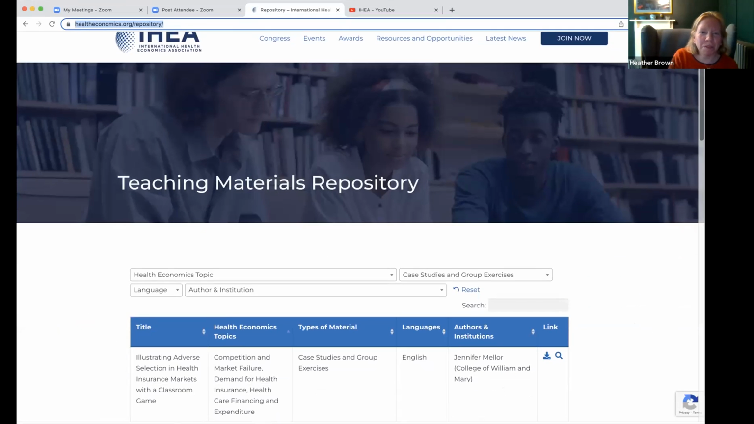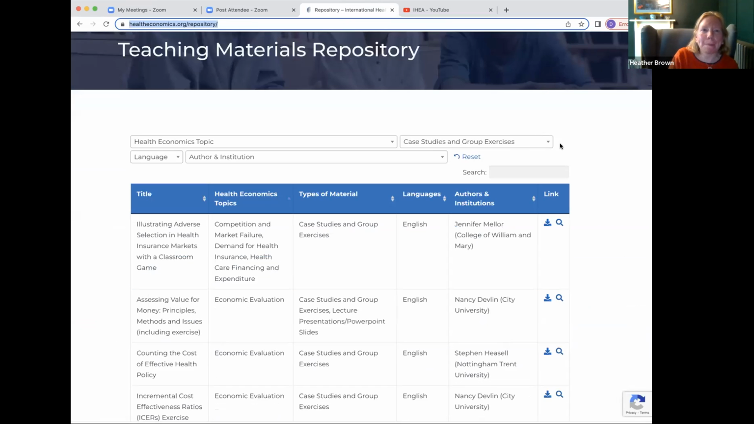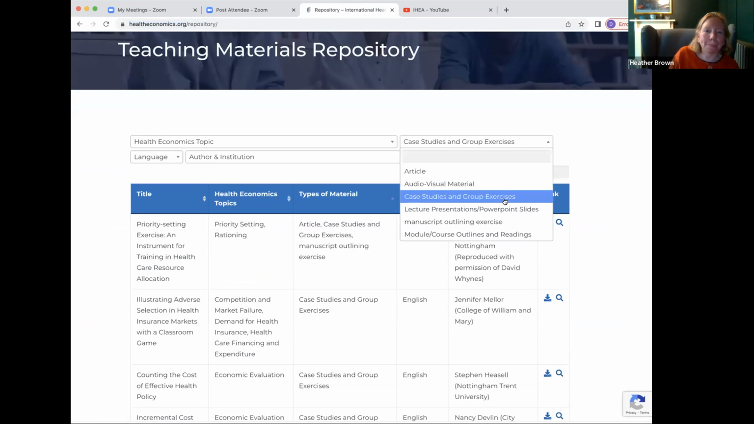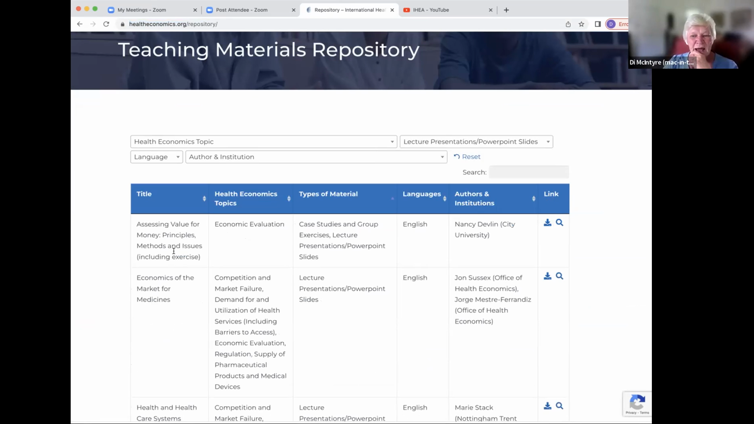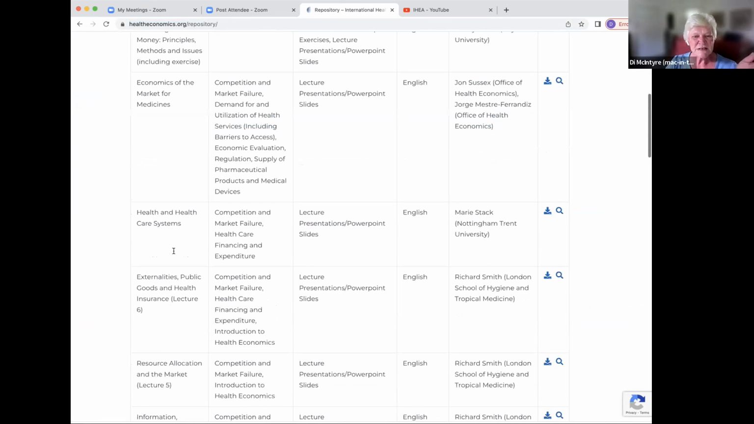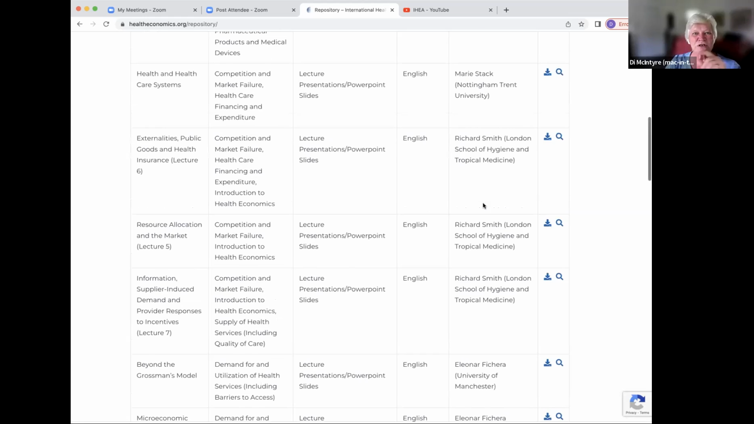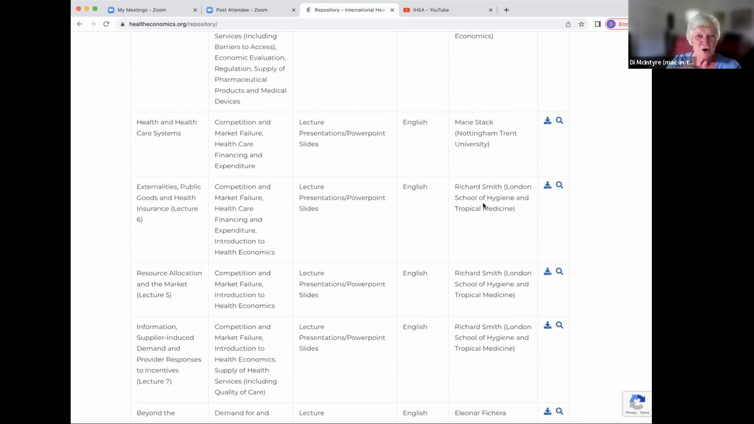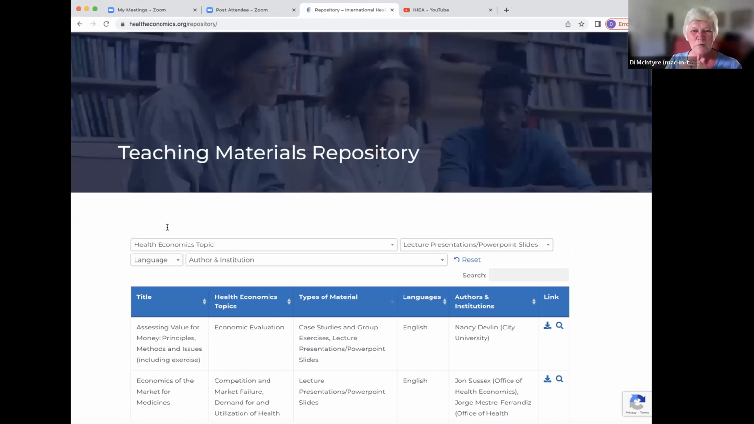I would say, well, Di has opened the repository. What I wanted to point out is go to the repository, because there are also lecture presentations and PowerPoint slides, and you'll find a whole range of ones, but there's a series by Richard Smith, which he was doing with non-economists. Some of that gives really nice examples of how to explain the concepts in a very accessible way.